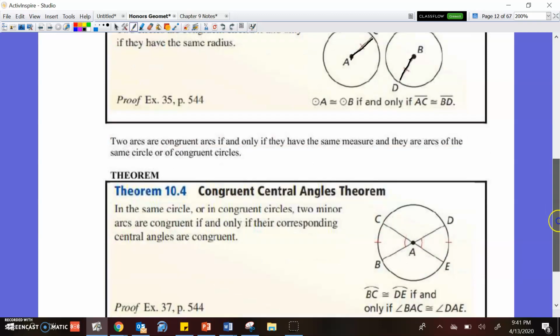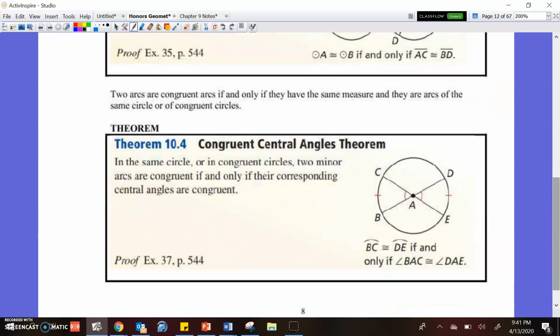So now it says here two arcs are congruent if and only if they have the same measure and they are arcs of the same circle or congruent circles. That's what this theorem is going to say. So in the same circle or in congruent circles, that's critical. It has to be the same size circle. Two minor arcs are congruent if and only if their corresponding central angles are congruent. Now it seems straightforward here.